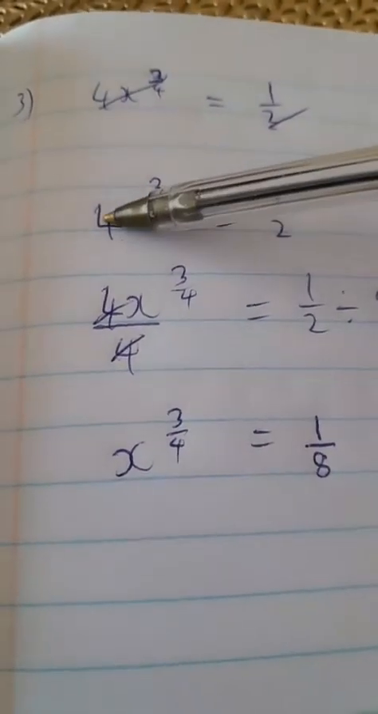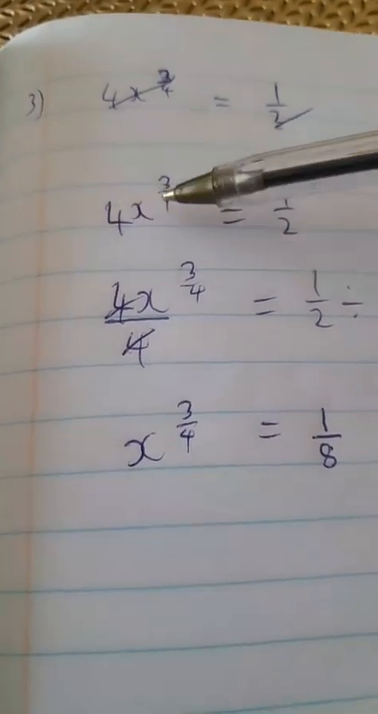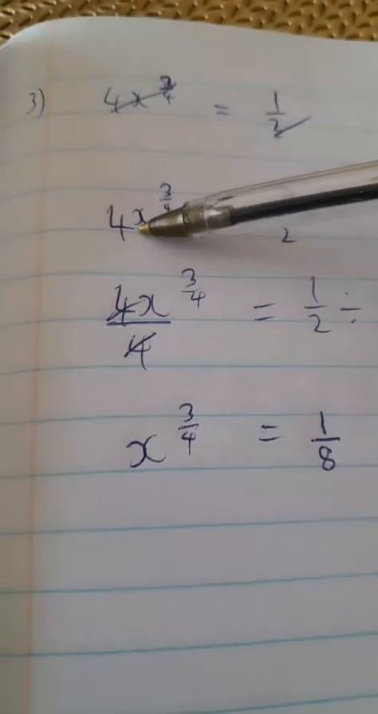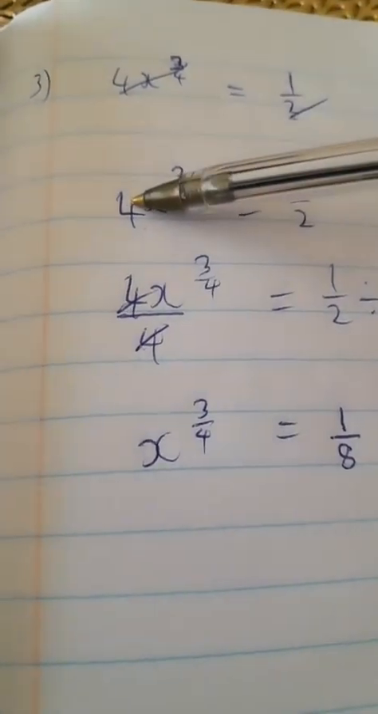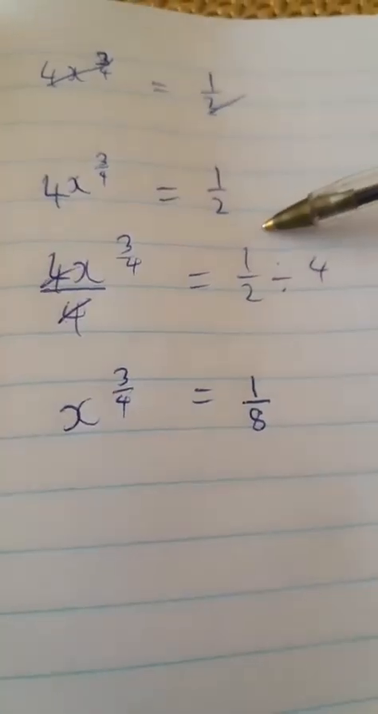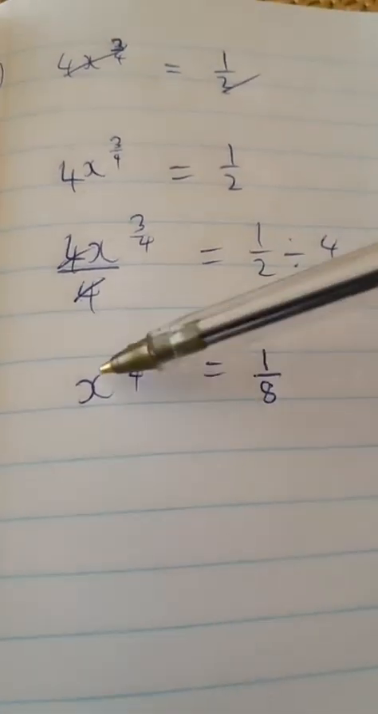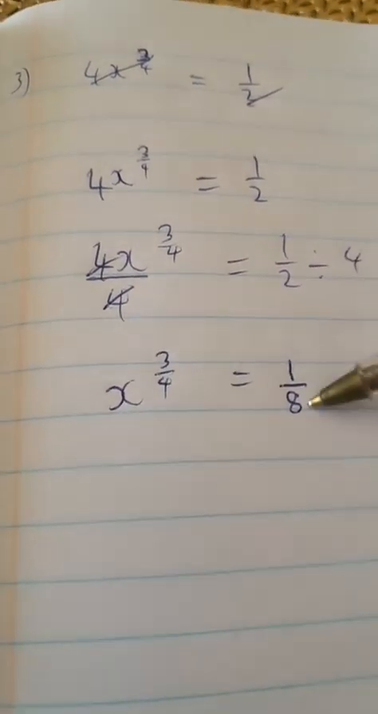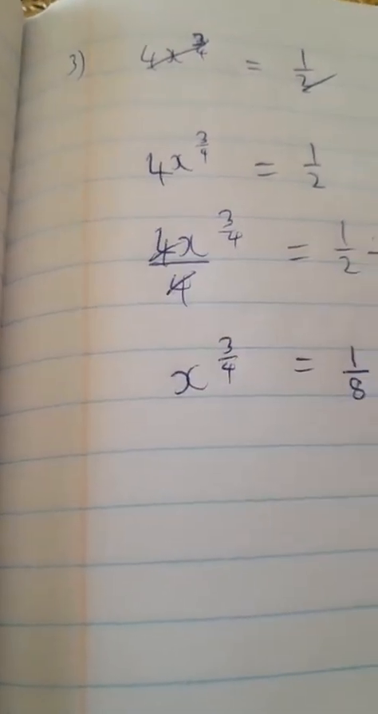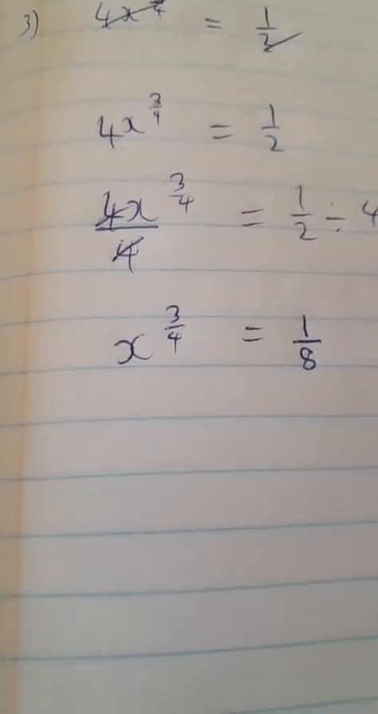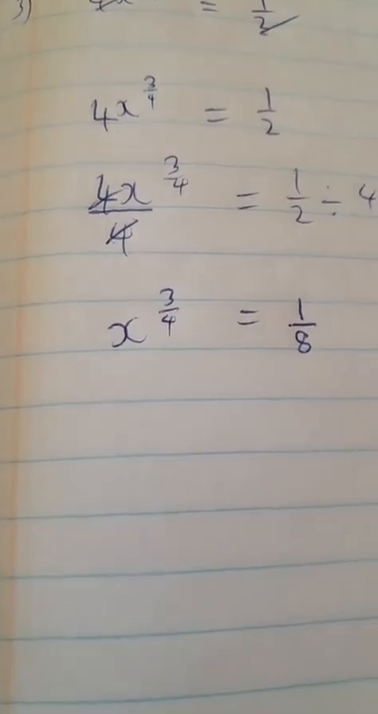So what did we do to eliminate the 4? 4 has a relationship of multiplication with x. So to get rid of it, we divide by the value of 4. But what you do on the left, we do where? On the right. So we get x to the power 3 over 4 now, which is equal to 1 over 8. Remember, there's a 1 here. Whether we write it or we don't, that does not mean it's not there. It's present, ever present.